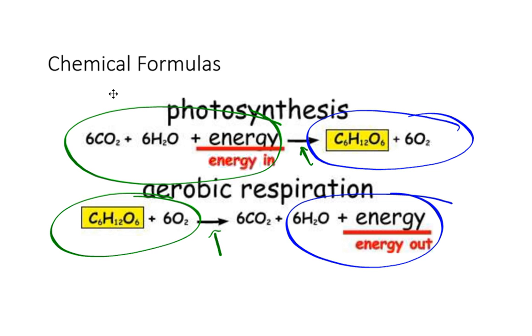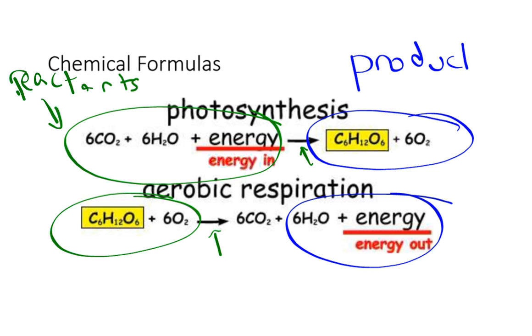Well, the things on the left of the reaction are called reactants. These are the things that are reacting. All right, reactants. And the things on the right are called products. These are the products of your reaction.